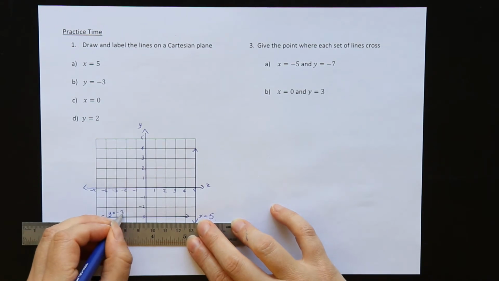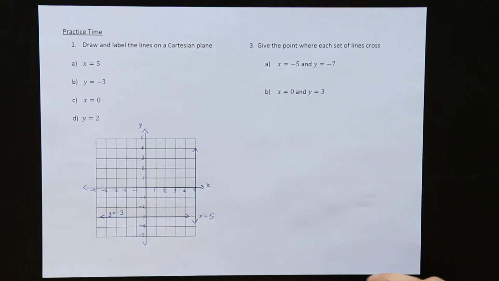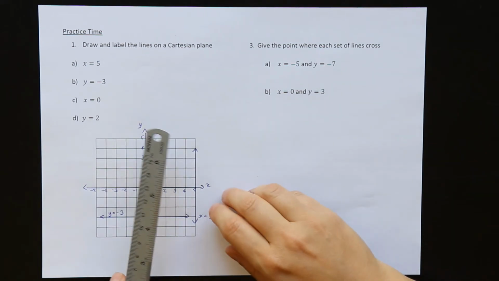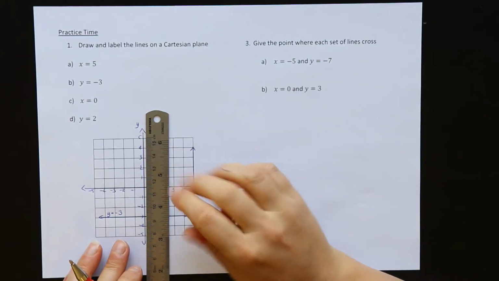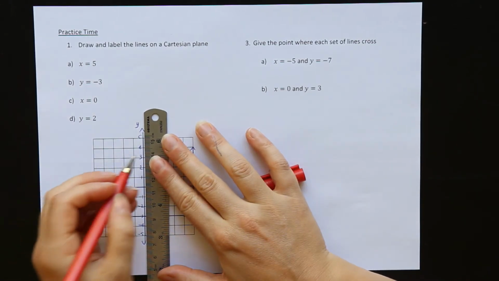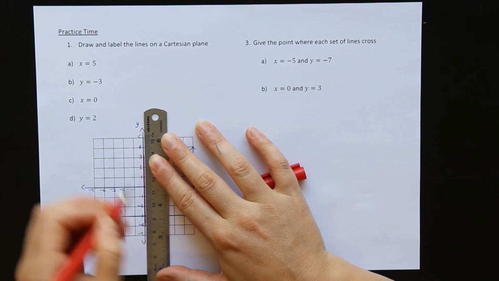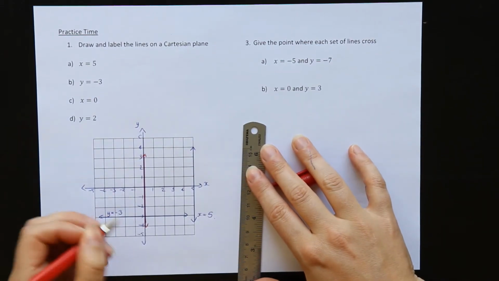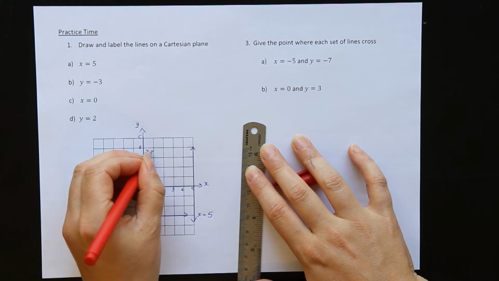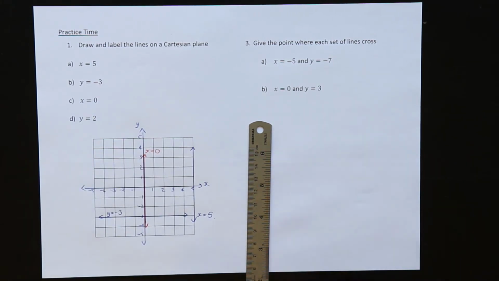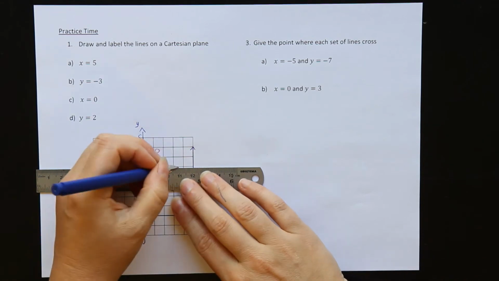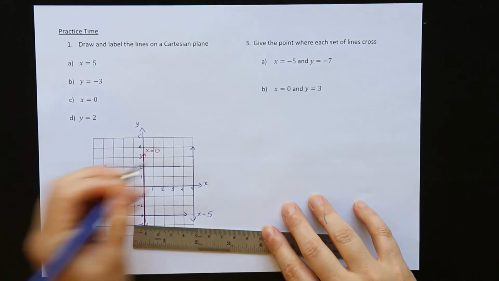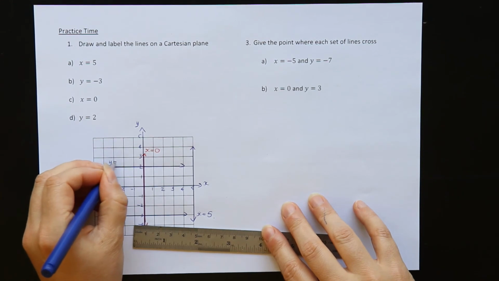Y equals negative 3. X equals 0, going through the x-axis at 0. Now, a different colour might help here to see through the x-axis, like that. So that is x is equal to 0. And for the final graph, y is equal to 2. So through the y-axis at 2. Y equals 2.